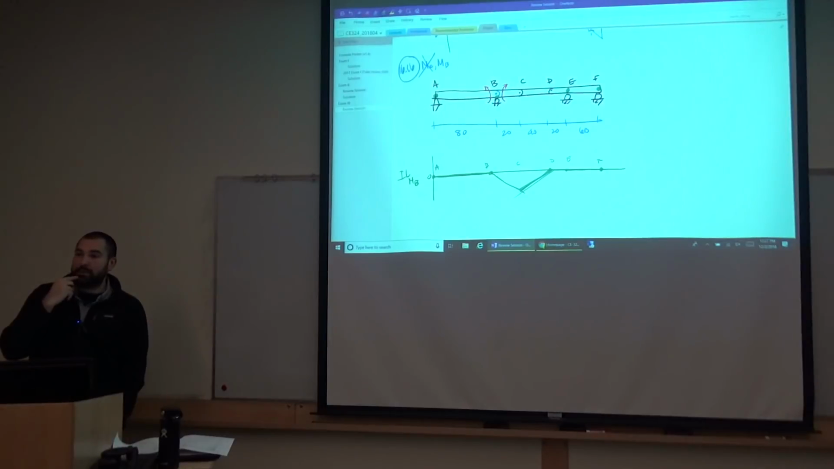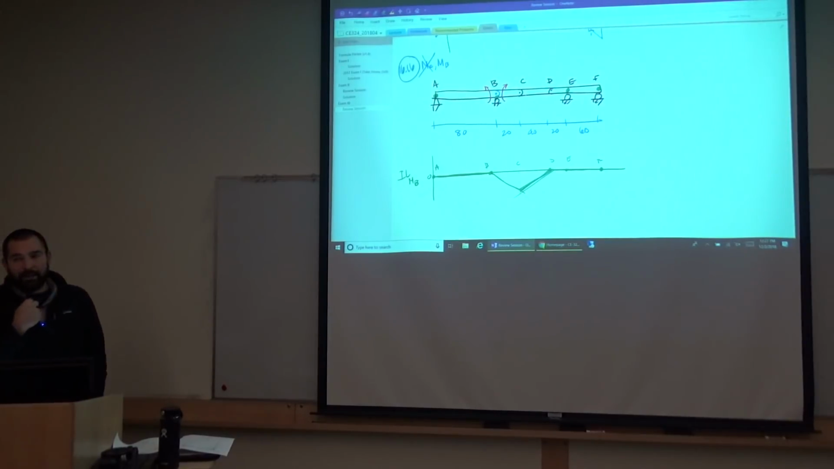Yeah, Hannah? So if there wasn't a hinge at D, it would be because E and F can't deflect, so it would stay a straight line. Yeah, exactly right. So if there wasn't a hinge at D, C, E, F would have to be a straight line, and therefore there wouldn't be any rotation between B and C. Exactly right.